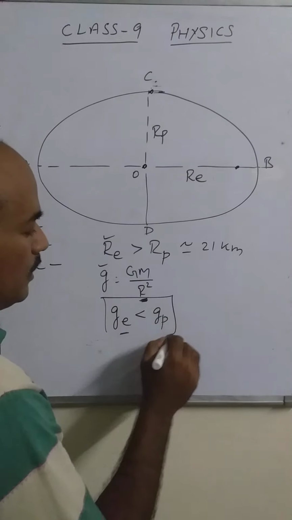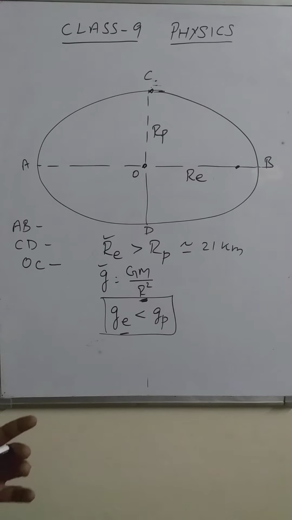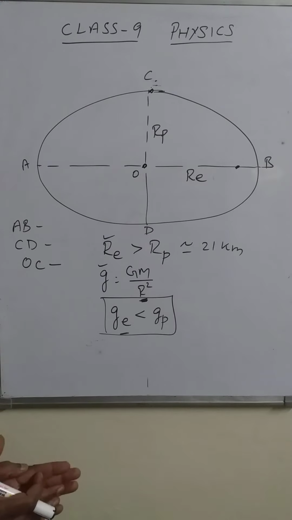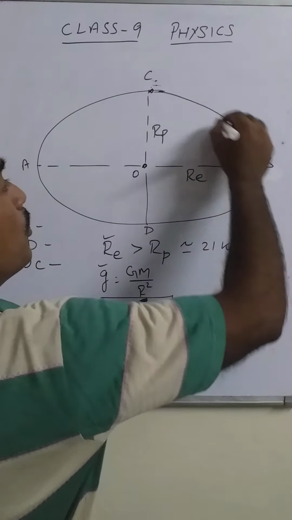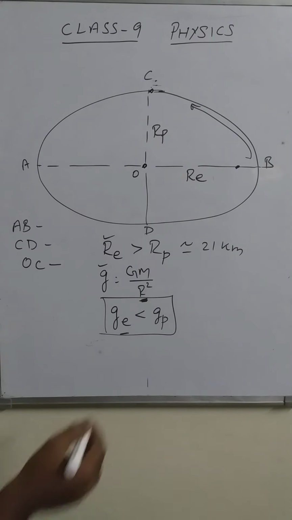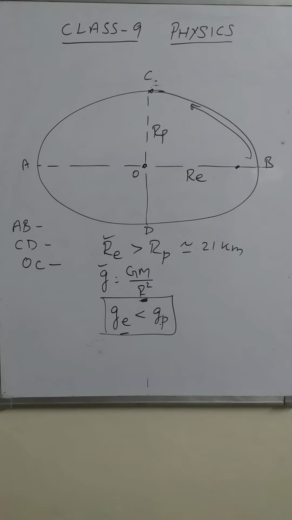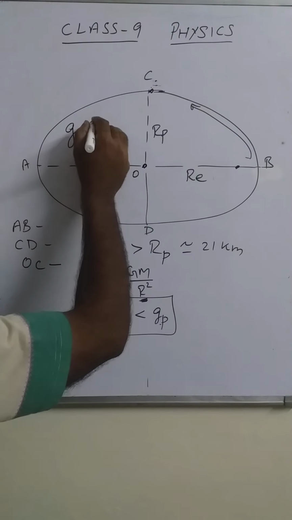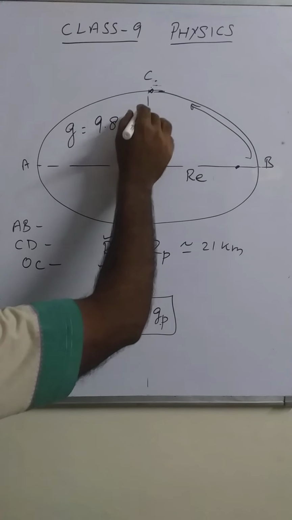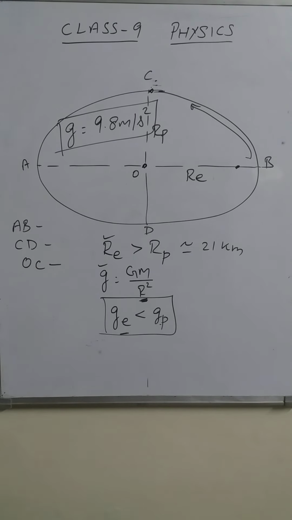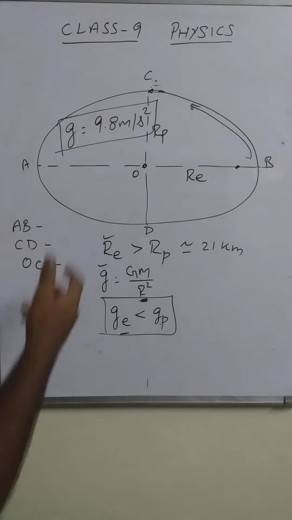So the acceleration due to gravity on the earth's surface is also not the same at every place. If we move from equator to pole, the acceleration due to gravity increases. The average value of the acceleration due to gravity on the earth's surface is calculated as 9.8 meter per second square. This is the value of acceleration due to gravity on the earth's surface, but it is an average value, not the actual value. This is how g is changing on the earth's surface.